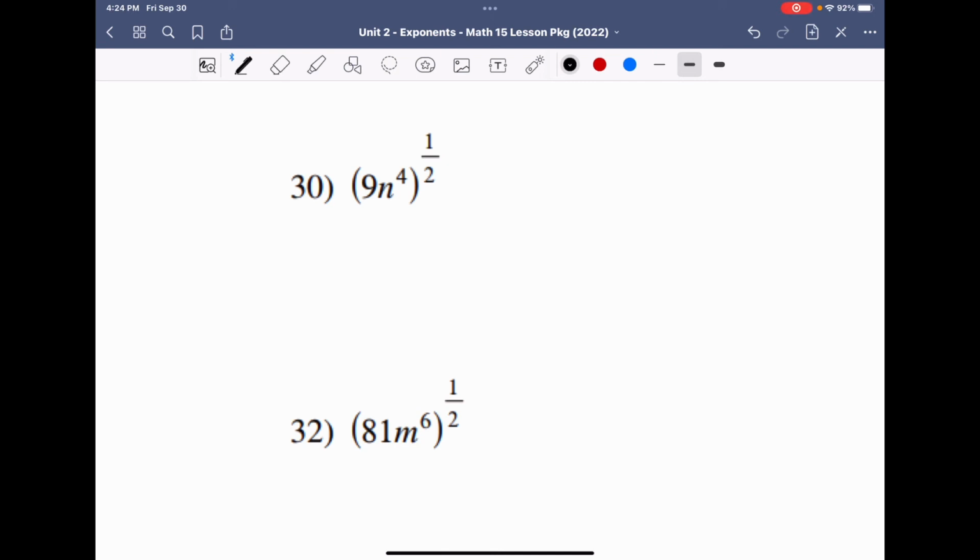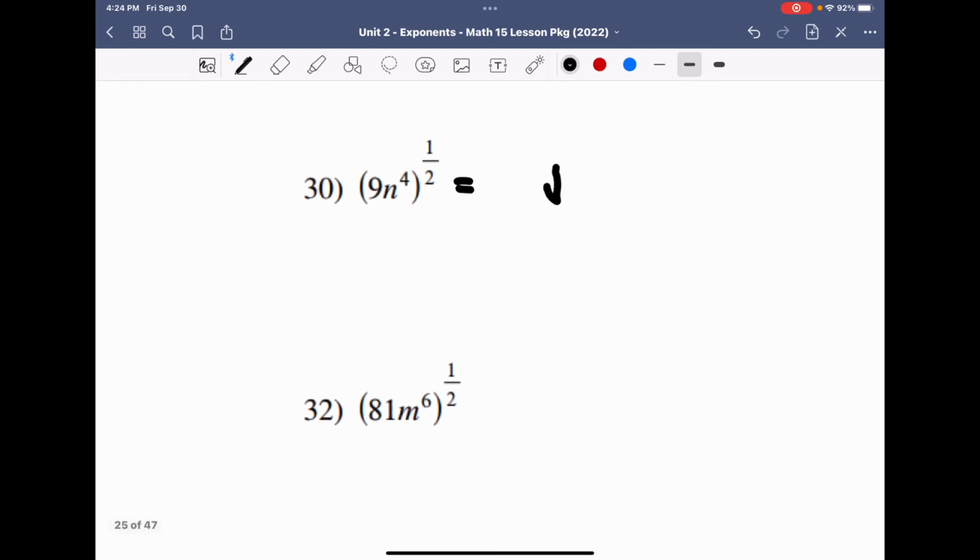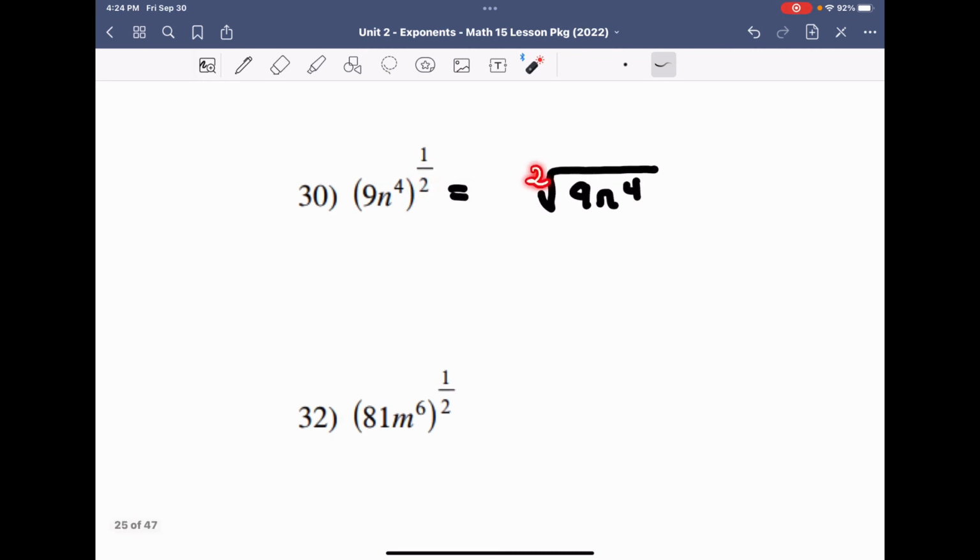So this is going to be equal to, I'm going to convert this into a radical by saying everything in my brackets is going to be together under the radical. This is raised to a 1/2, meaning my index value is 2 and my exponent is 1. Well, if my index is 2, I don't need to write it here. And if my exponent is 1, anything to the 1 is just itself.